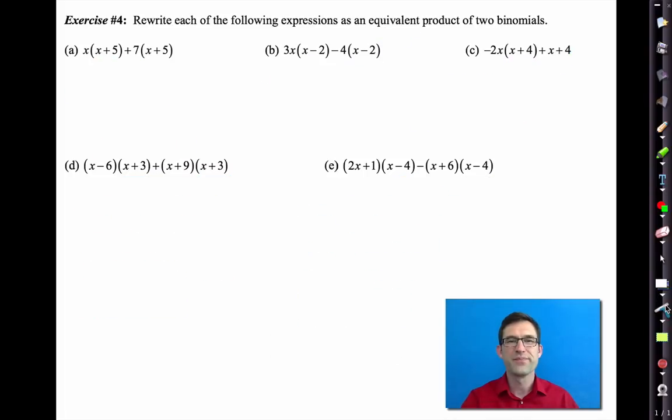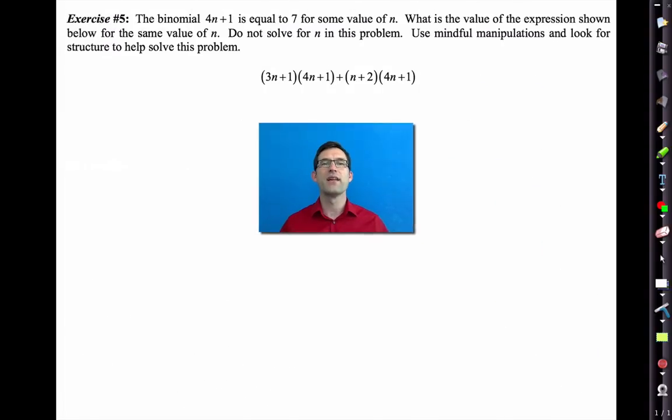All right, here we go. All right, last problem. I love this one. So this takes us back to something that we did a few lessons ago. That doesn't sound right. But anyway, you know what I mean. It says the binomial 4n plus 1 is equal to 7 for some value of n. Please don't solve for the value of n. Don't do it. It's like cheating. It's no fun.